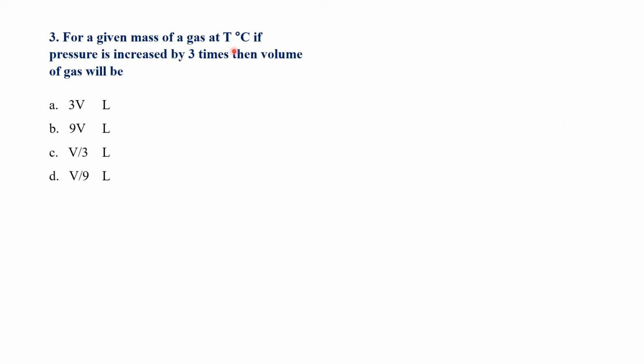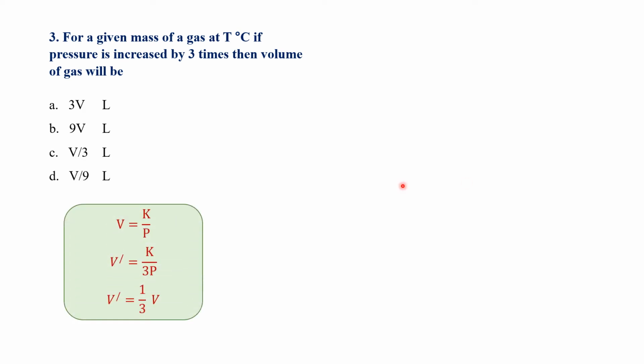For a given mass of a gas, at T degrees C, if pressure is increased by 3 times, then the volume of the gas will be, there are many options given, so it will also require some solving procedure. V is equal to K by P according to Boyle's law, or we can say that pressure and volume have an inverse relation according to Boyle's law. So we want to find V dash, because we are going to change V to V dash by increasing the pressure 3 times, that is given in question.